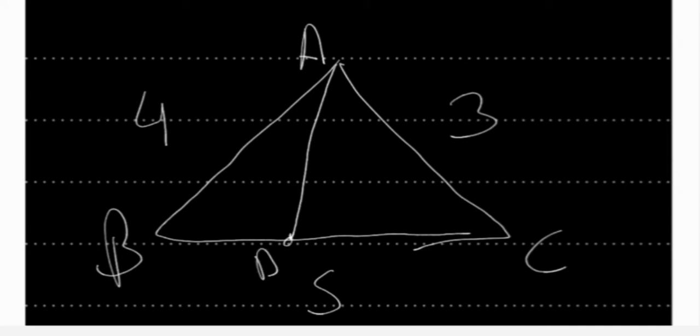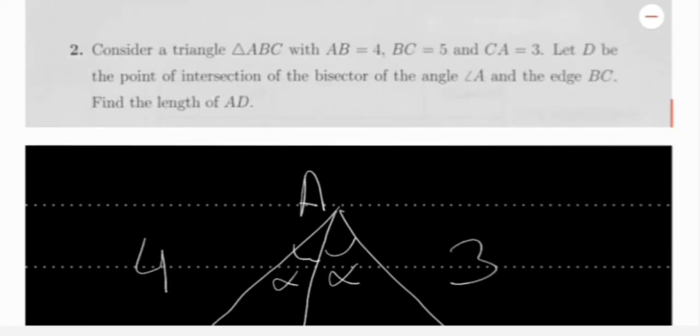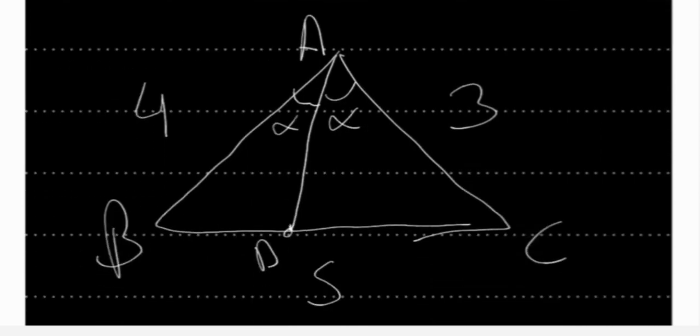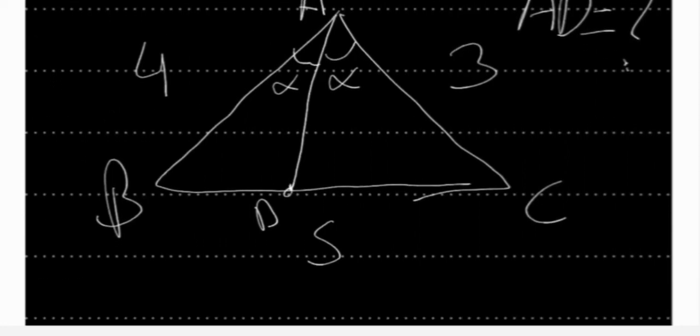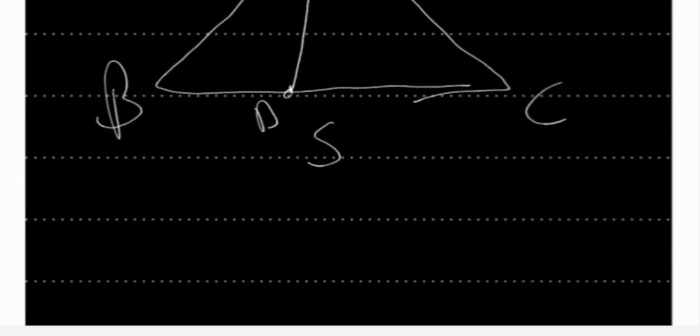So remember that the bisector divides the angle A in two angles that are equal, okay? And the edge BC, find the length of AD. So what he wants is this part over here, okay? So the thing we don't know is AD is equal to what, and this is our objective. So for this, if you know the inner bisector theorem, you can just go ahead and solve this question, and you need to know the cosine law.